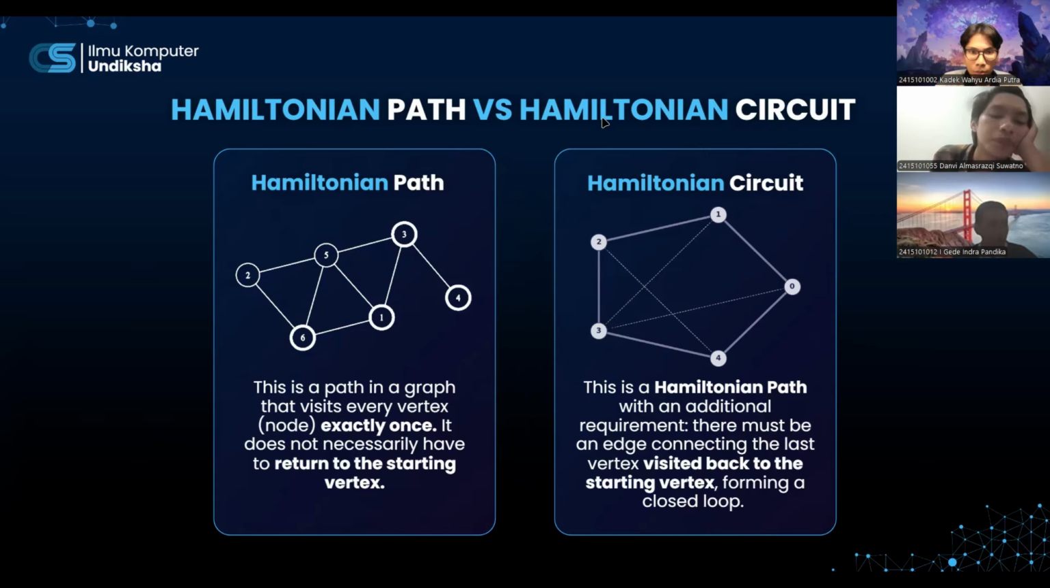As you can see in this picture, this is a graph of the Hamiltonian path, starting from 6, 1, 3, and 4. On the other hand, a Hamiltonian circuit, which is the focus of our project, is essentially a Hamiltonian path with one extra requirement. There must be an edge that connects the very last vertex visited back to the starting vertex, forming a complete closed loop. As you can see in this picture, this is the Hamiltonian circuit, starting with 0 and closing with 0 again.